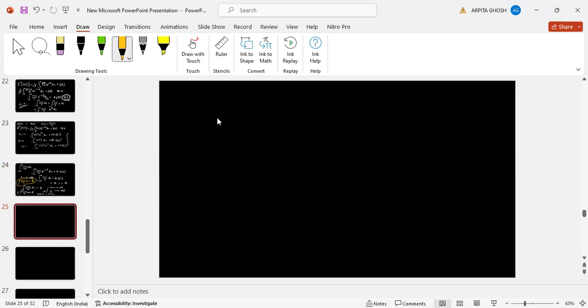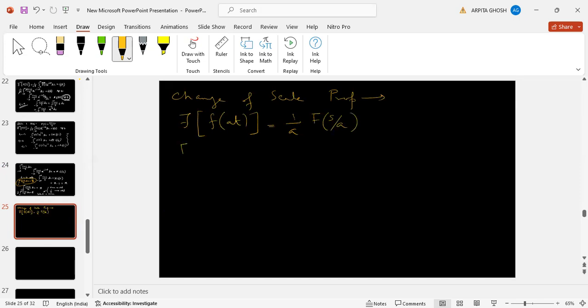Next is our change of scale property. তারপর অঙ্কতে আবার যাব, অঙ্ক করব আবার। Change of scale property. Change of scale property is what? Fourier transform of f of at, where a is a constant quantity, that is equal to 1 by a into capital F s by a, where F s is Fourier transform of small f t.